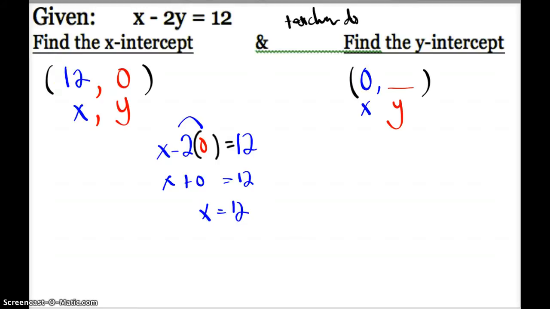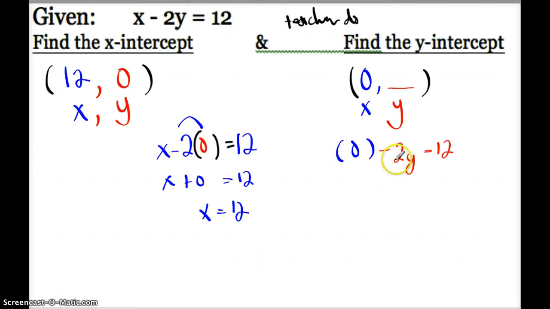Y-intercept, same thing, but just the opposite. Okay, so let's erase this part. Sorry about that. Now, solve for the y-intercept. We'll do the same thing. The equation changes just a little bit. I know my x value, which is 0, and I'll put the rest of the equation in. X minus 2y equals 12. Again, x is 0.